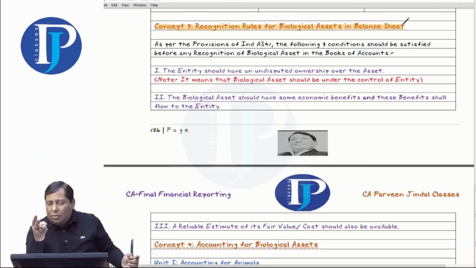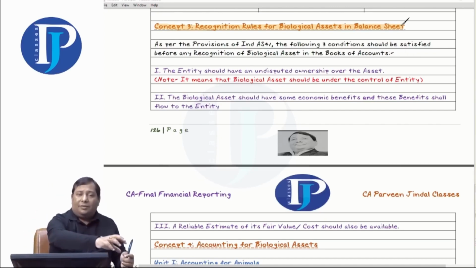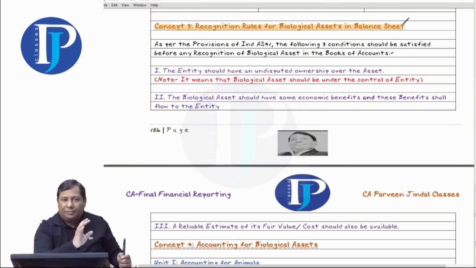Whether it's a plant or an animal, it should be confirmed that you will get some economic benefits from it. The economic benefits will flow towards the entity and the entity will receive them. When there is undisputed ownership, we take it. There should not be any sharing partner.